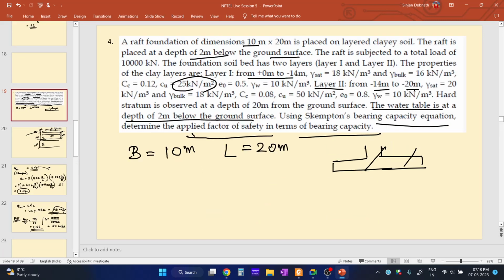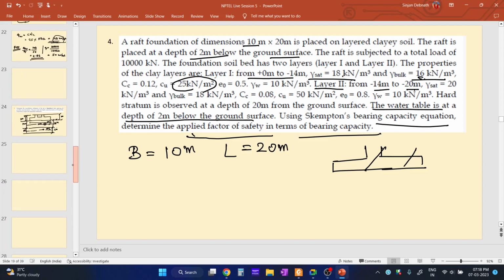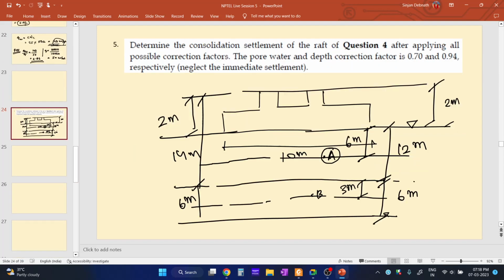So let me just check the unit weights. For layer 1, gamma sat is this and gamma bulk is this. So gamma bulk is 16 and gamma sat is 18. Okay, so 16. So that means the effective overburden pressure.